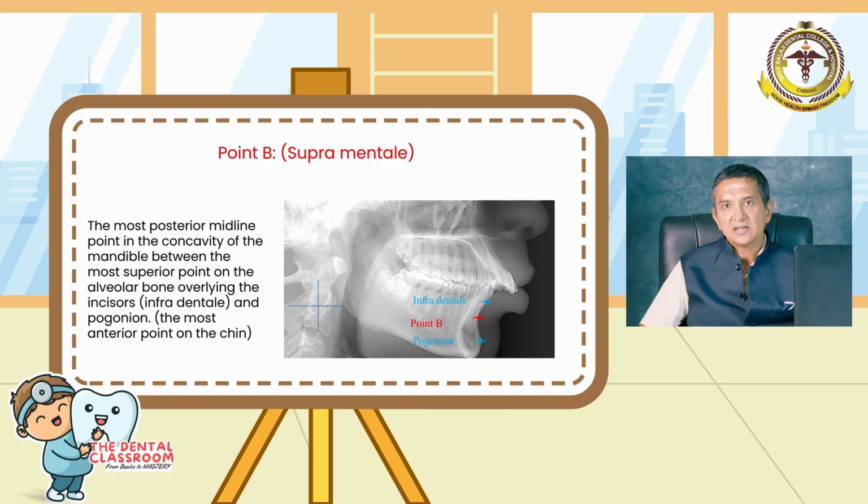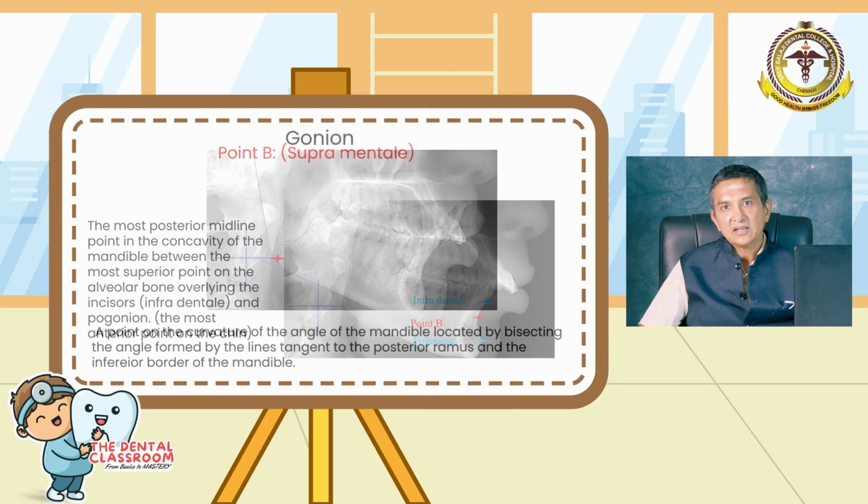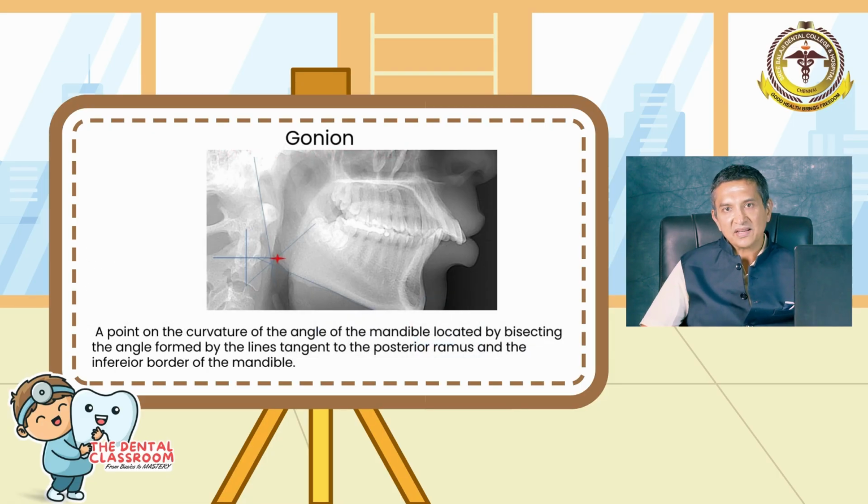You can see an image of the skull, and we can see whether the mandible is prognathic or retrognathic. Even though we use only one point for the maxilla, for the mandible there are multiple such points, and the one which represents the mandible is called point B. In addition, we have what is known as the gonion, which is the point on the curvature of the angle of the mandible. We represent it by the letters G-O.